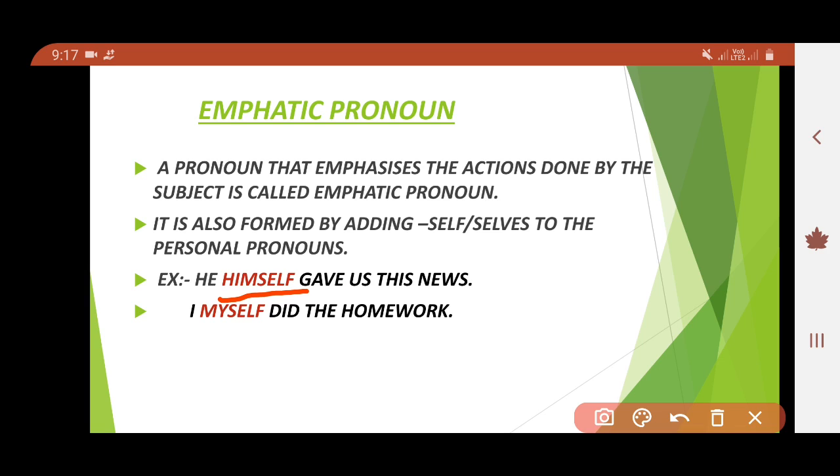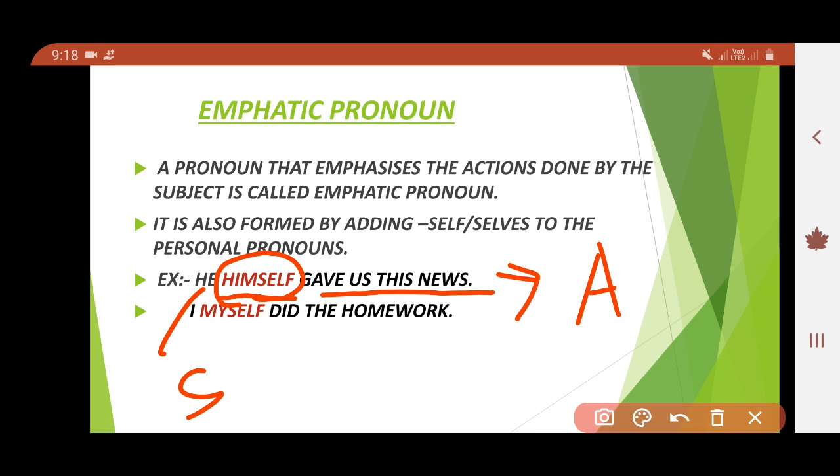A pronoun that emphasizes the actions done by the subject. So here the subject is what? He. Yes or no? So in he himself, this himself is emphasizing the action. What is the action? Giving the news. So the subject is doing the action, and this action is given more emphasis, more stress, with the help of the emphatic pronoun. Okay, clear? He is the subject here and gave us the news is the action. So this himself, emphatic pronoun, is used to give more stress on the action done by this subject. Okay, clear?